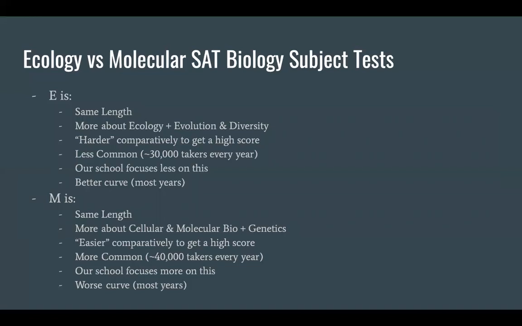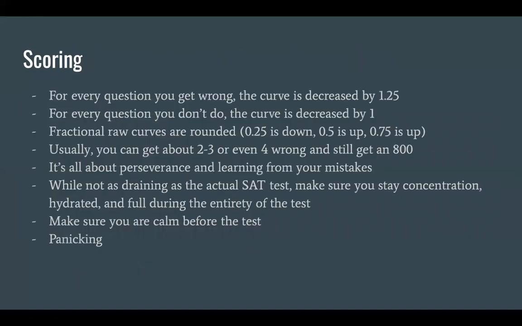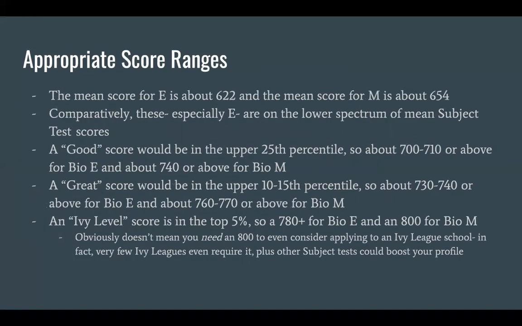So E is obviously more about ecology and evolution plus diversity, and M is more about cellular and molecular biology plus genetics. So E is relatively harder to get a high score, and M is relatively easier to get a high score. So what do I mean by this? If you look at these scores, when you notice the percentiles and the means and everything, you can see that the Bio E is always consistently lower than the Bio M. So that means that people in general are getting lower scores on the E test. I'm just saying this may not apply to you, but for the general populace, E is considered to be a harder test or have a harder curve.